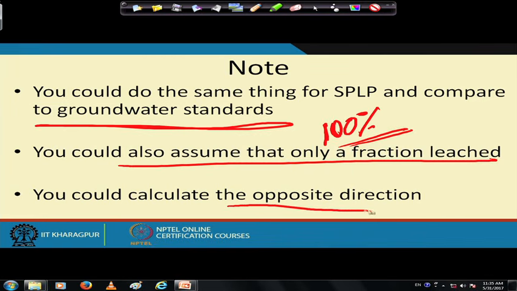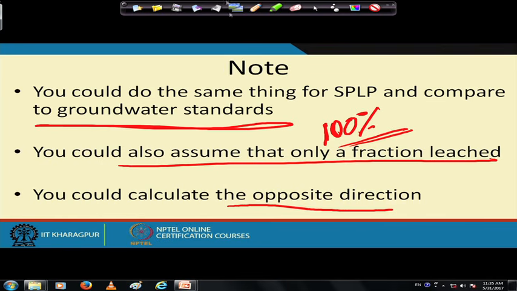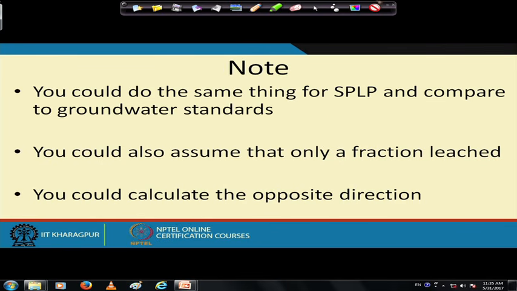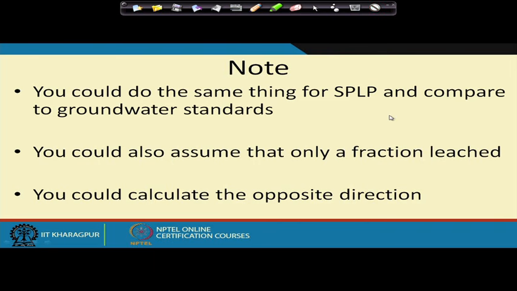And we can do the calculation in the opposite direction too. Once we know the leaching, we can know what could be the maximum concentration and all that. So it can be done both ways. So these are some examples which are relevant for that.